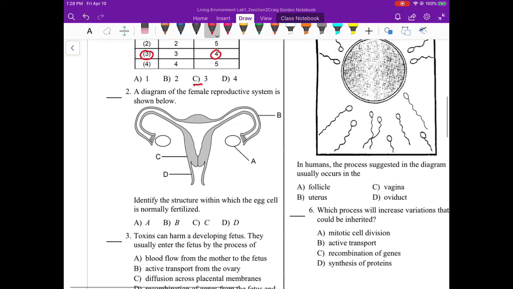All right, number 2 over here, it's asking where is the egg fertilized? It's like the same question. In this situation, the answer is going to be letter B. It gets fertilized in the fallopian tube.